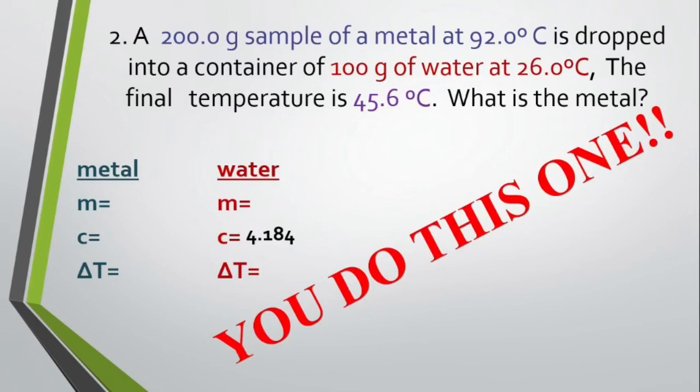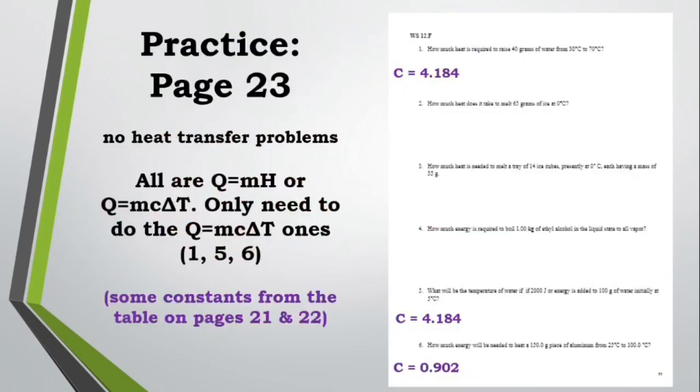So I've color-coded this next problem just to make sure that you're getting these numbers in the right places. I gave you that C for water again because it's always the same. Go through this same process that I just did with the last one. Find that specific heat of the metal and use it to identify what you've got there.